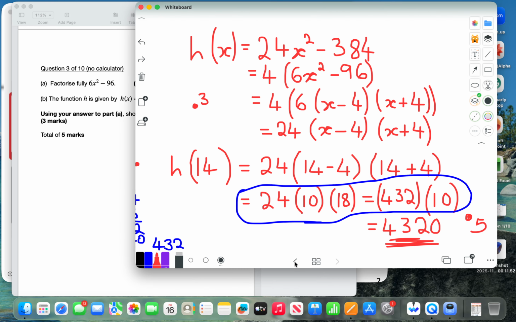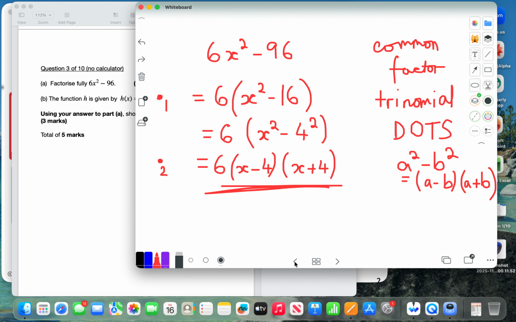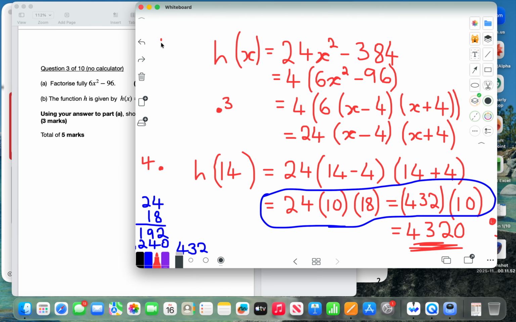So I hope you found it useful. I'll show you this one last time. That's section A. And that is section B.